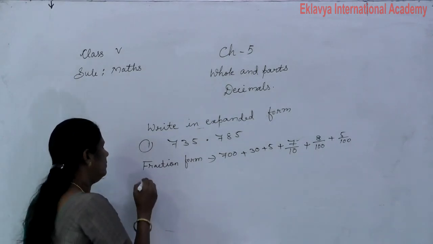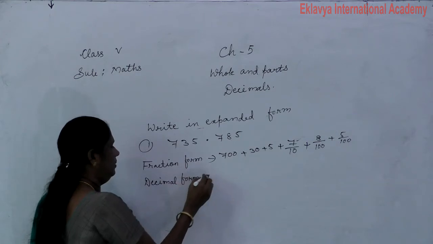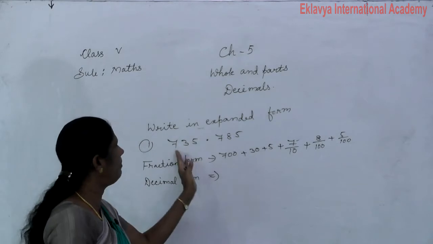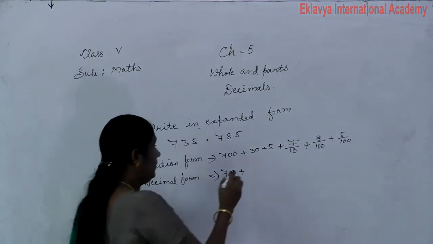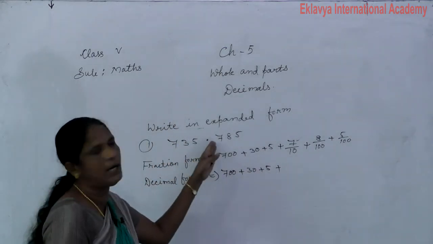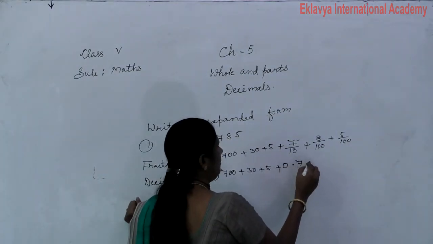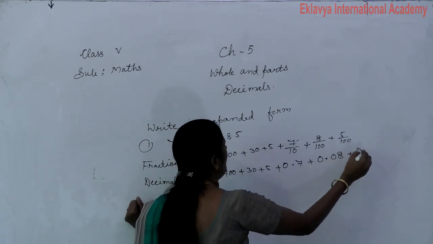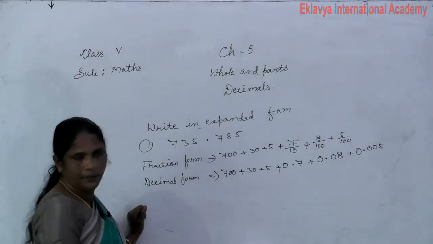Now decimal form. The whole number part is the same. 700 plus 30 plus 5 plus. Now we start the decimal part. 0.7 plus 0.08 plus 0.005. Understand? One more question.